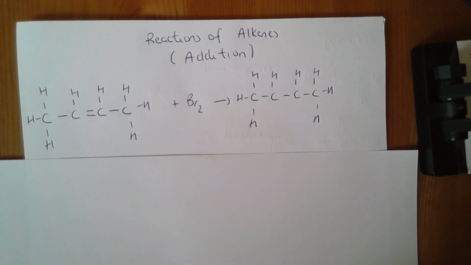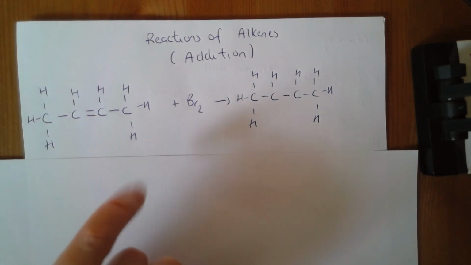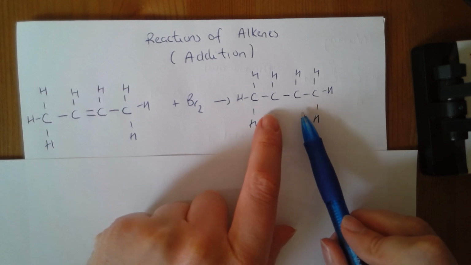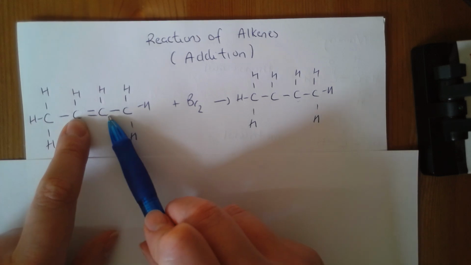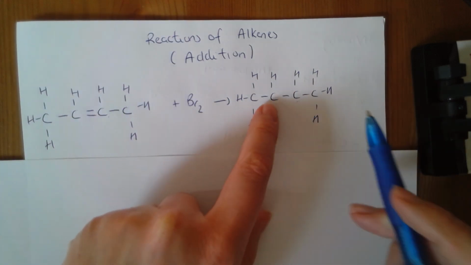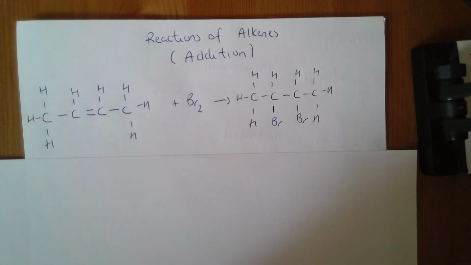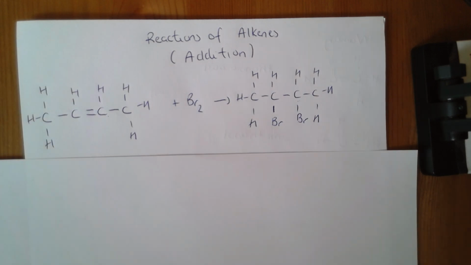Now that the double bond is broken, we should hopefully be able to see where I'm going to add my bromines. The two carbons here that were previously part of the double bond now only have 3 bonds each. So they each have space to pick up a bromine. So I'm putting a bromine on each of those carbons.